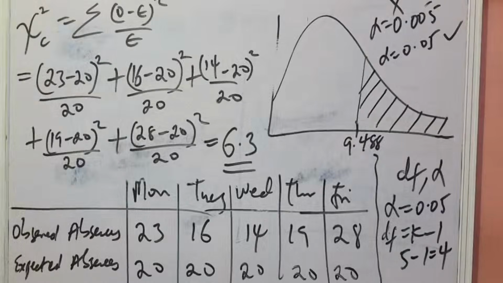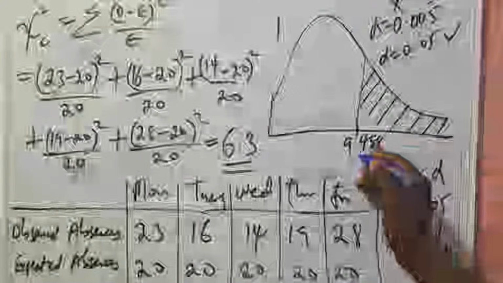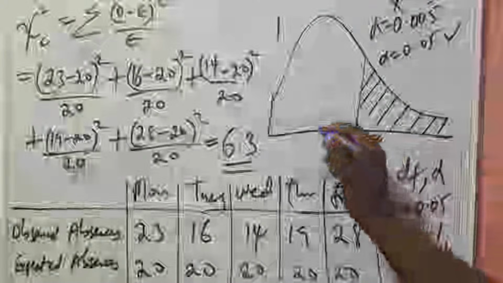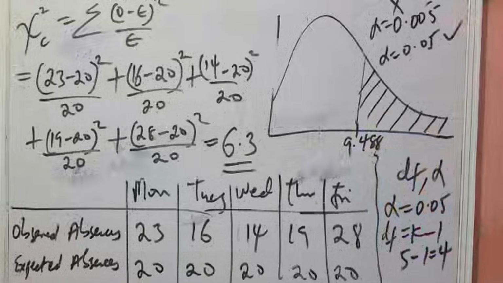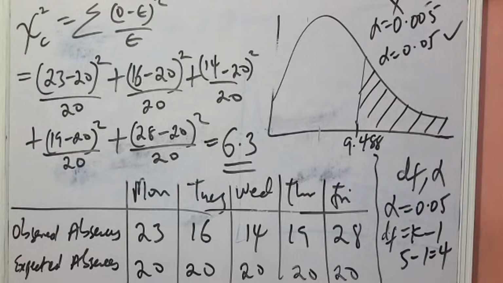Outside the rejection region. So obviously, if this is 9.4, 6.3 obviously will be before 9.4, probably somewhere here. So it's outside the rejection region. So we do not reject the null hypothesis. So our conclusion now, of course, I told you guys already, very important also to make the right conclusion. So for this question, we do not reject the null hypothesis.